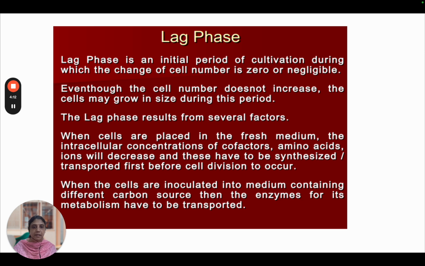When the cells are placed in fresh medium, the intracellular concentration of cofactors, amino acids and ions will decrease, and these have to be synthesized and transported before cell division can occur. So this is just a preparatory phase for the inoculum to enter the log phase, and many enzymes have to be produced for its metabolism.